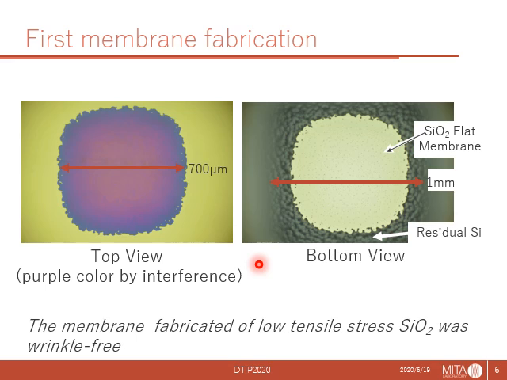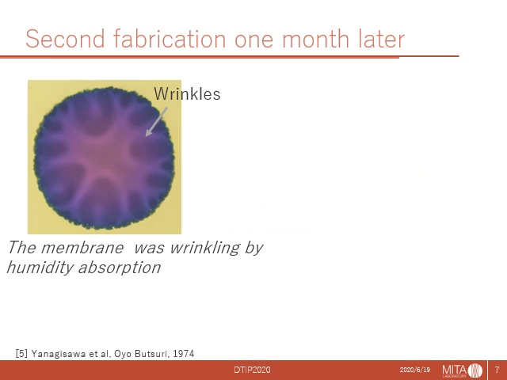But this might be beginner's luck, because our second result was different. This membrane was fabricated one month later. It was wrinkling. The chip was obtained by the same method as the first trial. The wrinkling occurred regardless of finishing treatment, both the all-dry process and the wet last process.